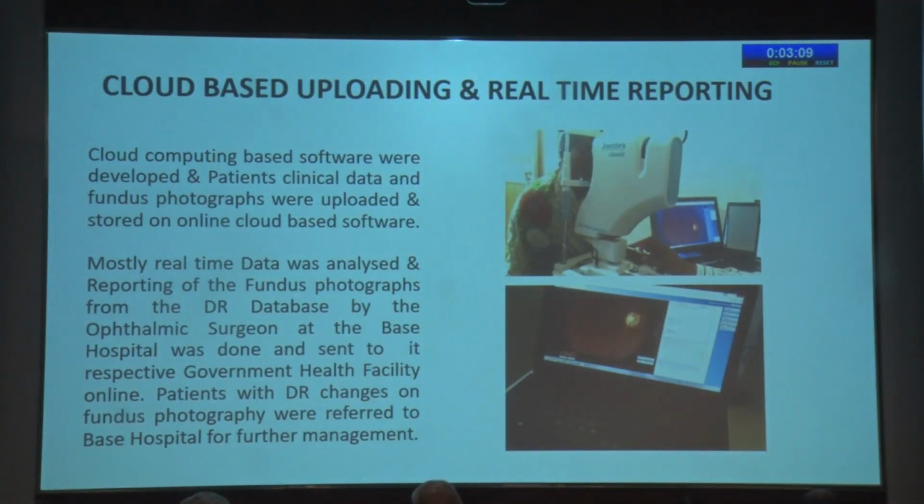Cloud computing of all this data was done. Patient clinical data and fundus photographs were uploaded and stored on the Forus Care online cloud-based software. Mostly real-time data was analyzed by the ophthalmic surgeon at the base hospital, and the reports were sent to the government health facility online, and the patients having diabetic retinopathy changes were referred to the base hospital for further management.